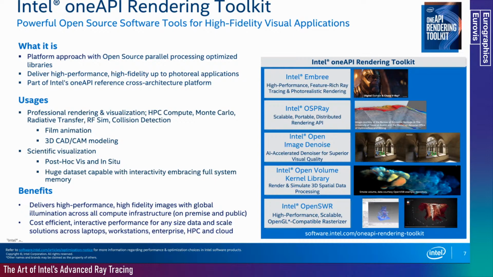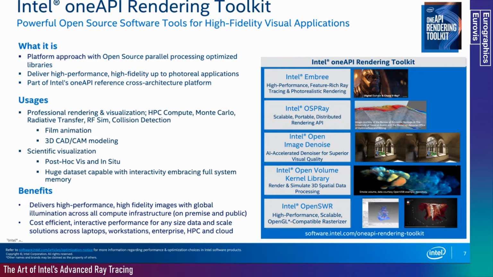Real quickly, the five key libraries: Intel Embree, again a core geometric rendering capability. Let me jump to Open Volume Kernel Library. Actually, Open Volume Kernel Library is something relatively new, but it's very, very cool. You can do 3D spatial computing, as well as support various volume rendering, clouds, scientific data. It is a very powerful tool. Then Open Image Denoise is our AI denoiser. We'll talk about all these a little bit more.